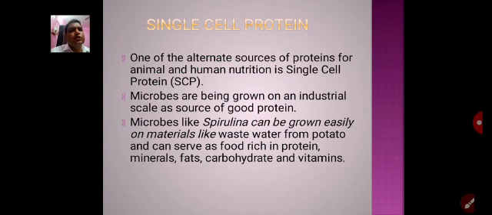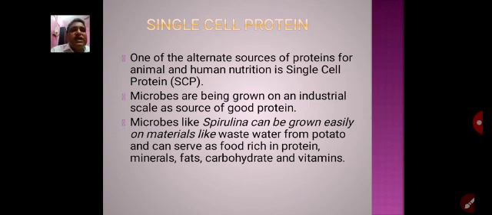Some of the common microbes that are SCP producers are cyanobacteria, for example Spirulina. Bacteria, that is Methylophilus methylotrophus, is a bacterium responsible for the production of SCP. Yeast is also used in this process, that is Candida utilis. Some filamentous fungi like Fusarium graminearum are also used in the production of SCP.